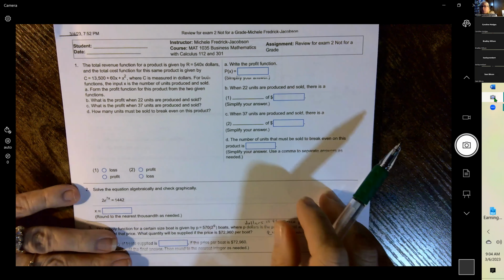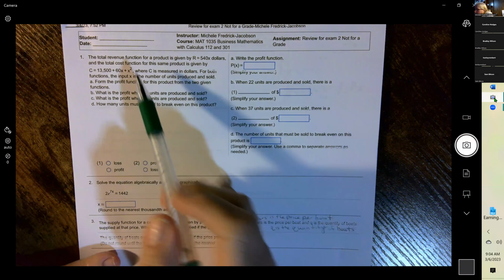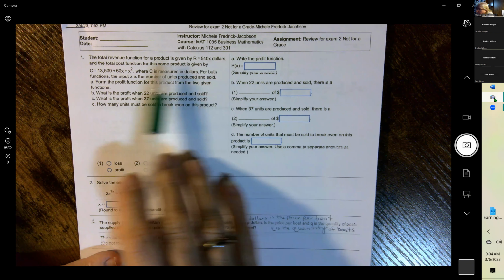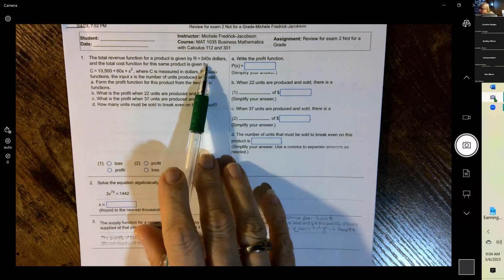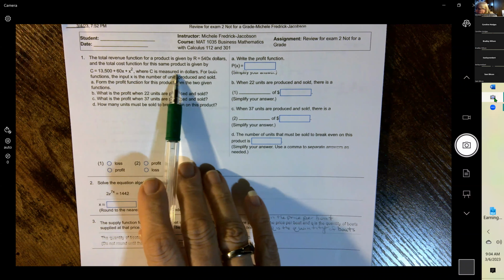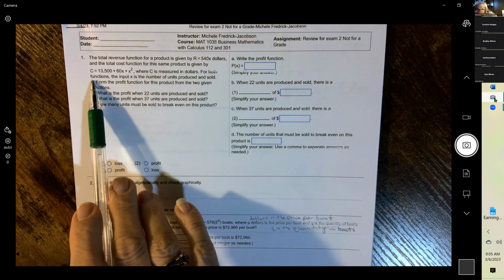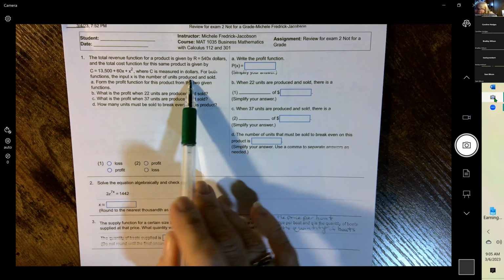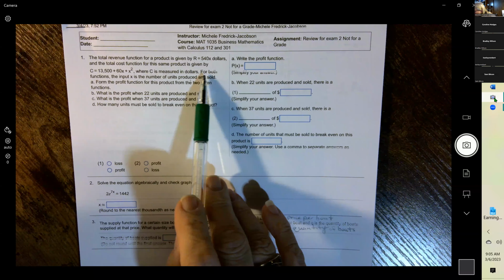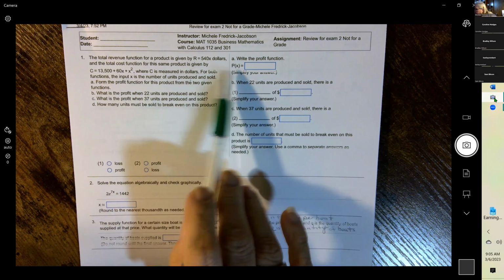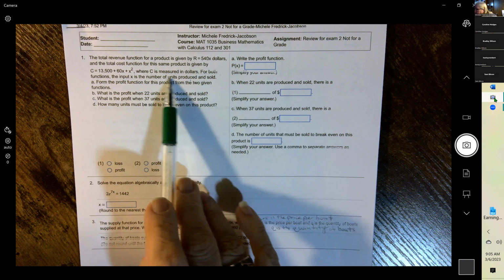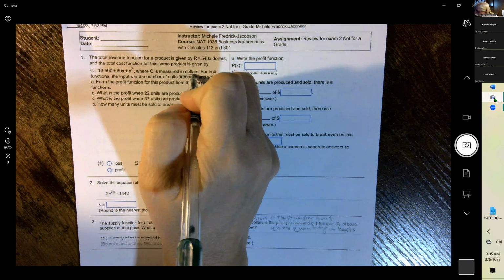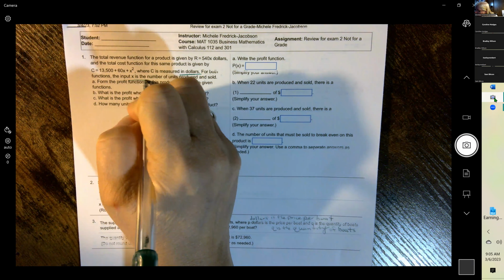Okay, so the first one on here. The total revenue function for a product is given by this function, and the total cost is given by this, where C is measured in dollars. Oh, okay, for both functions, the input is the number of units produced and sold. So we're in dollars, and X is the number of units.